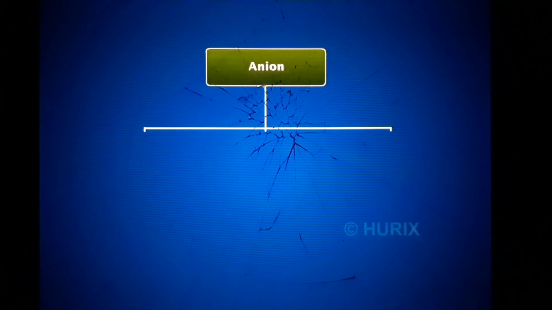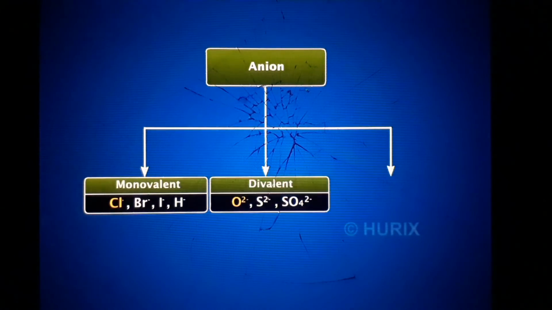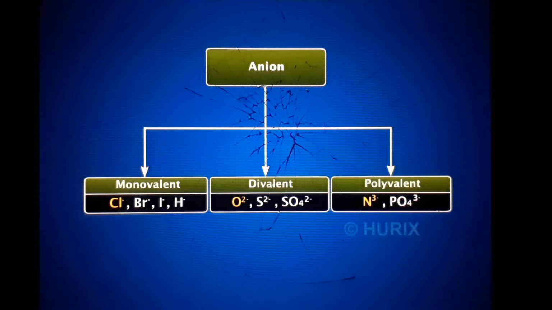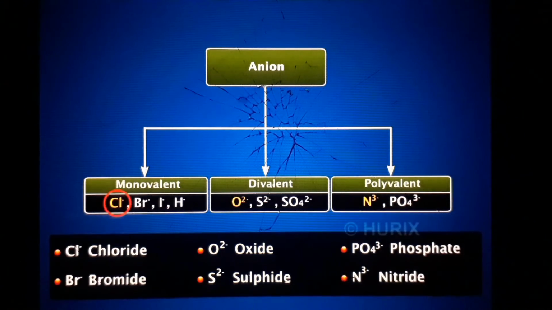Anions can further be classified as monovalent, divalent, and polyvalent anions. Chlorine withdraws 1 electron to become a chloride ion. Similarly, oxygen withdraws 2 electrons to become an oxide ion. Nitrogen withdraws 3 electrons to become a nitride ion.